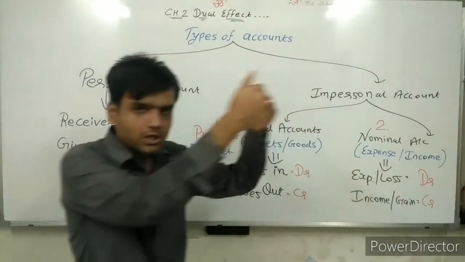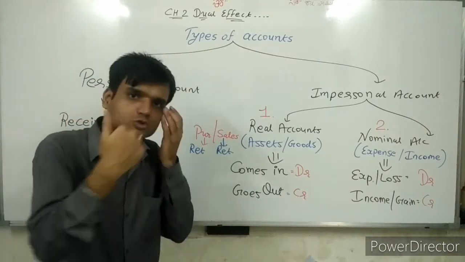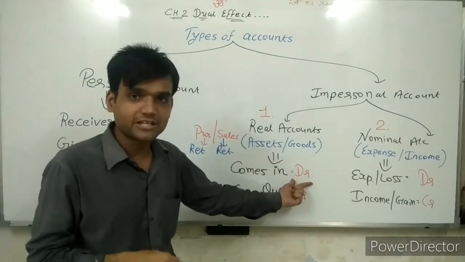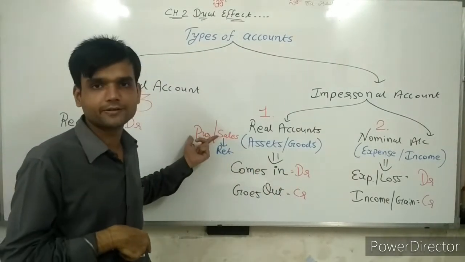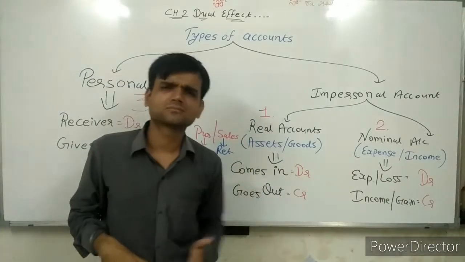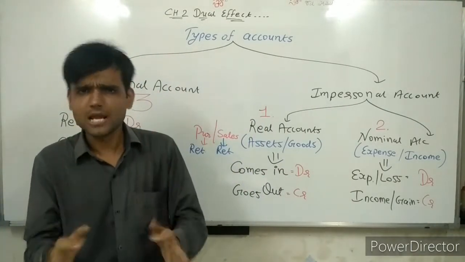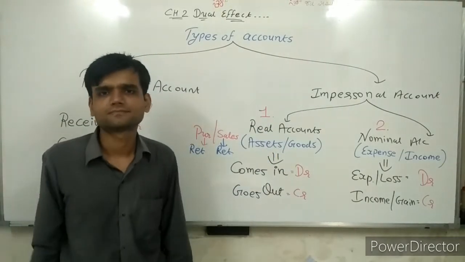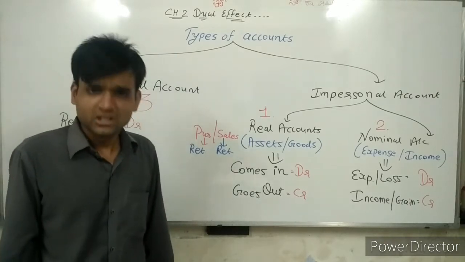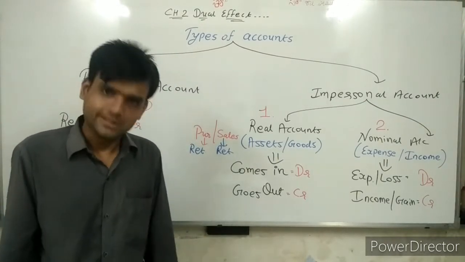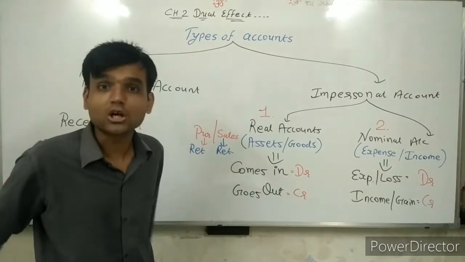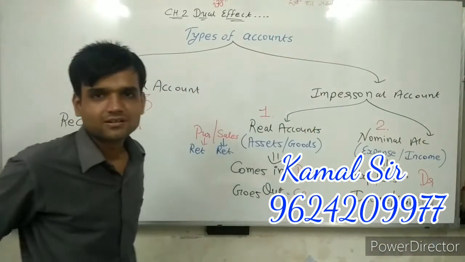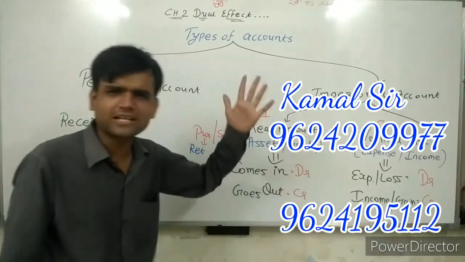Here, goods purchased means goods come in, so debited, but it is purchase account debited. Purchase account debit is fixed. Now think, does anything go out? Yes sir. What goes out? Money, on cash. Cash goes out, which means cash account credited.